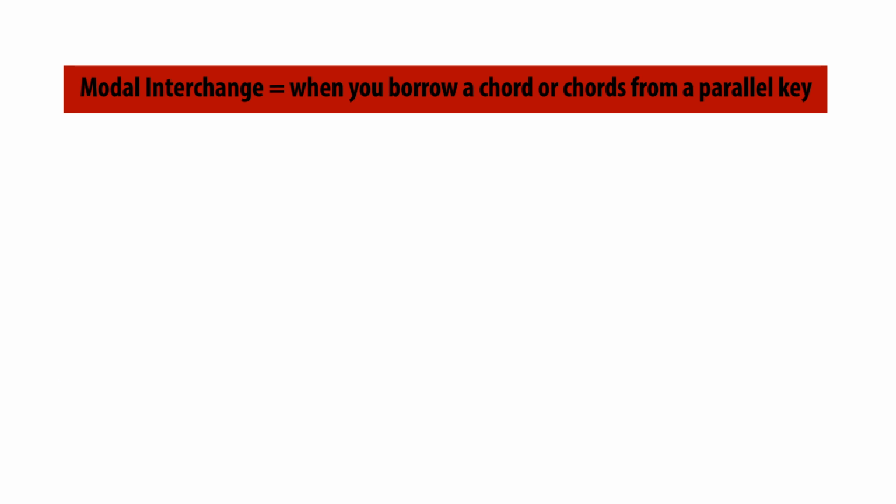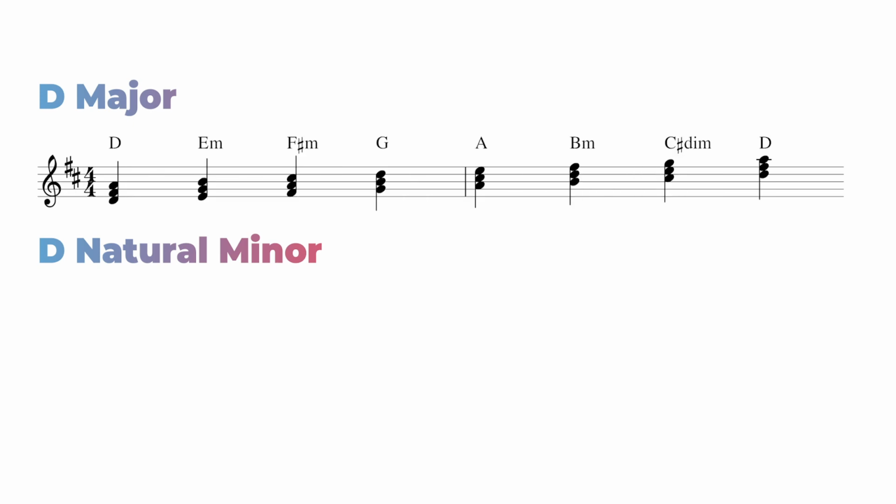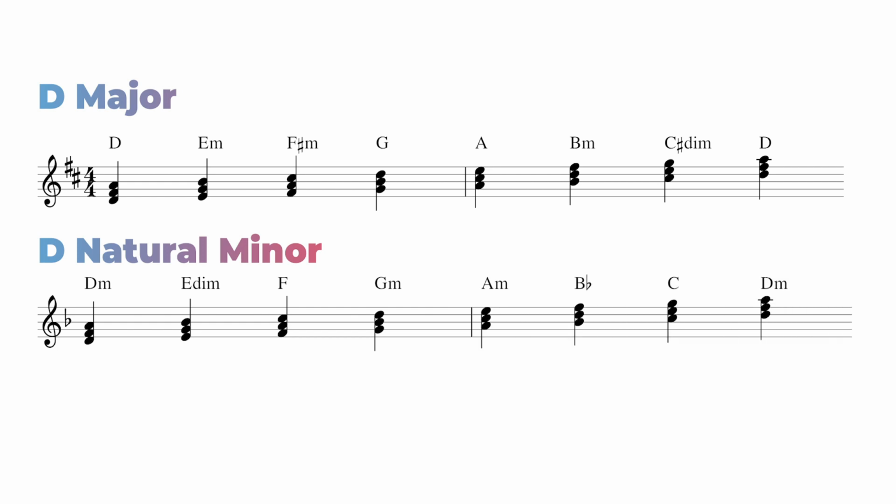So let's look at the triads built from both D major and D natural minor. In D major we have D, E minor, F sharp minor, G, A, B minor, C sharp diminished, and back to D. In D natural minor we have D minor, E diminished, F, G minor, A minor, B flat, C, and back to D minor.